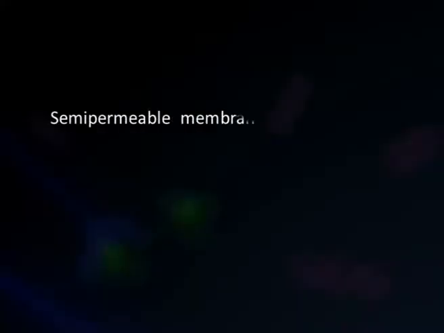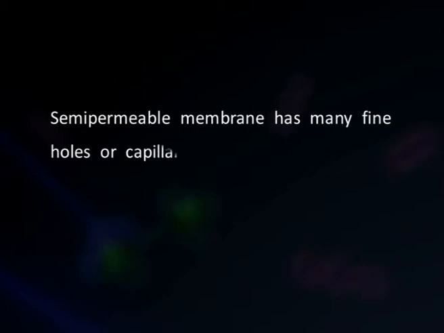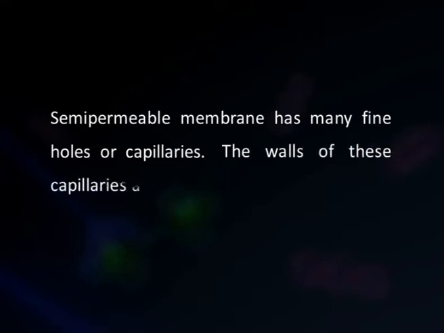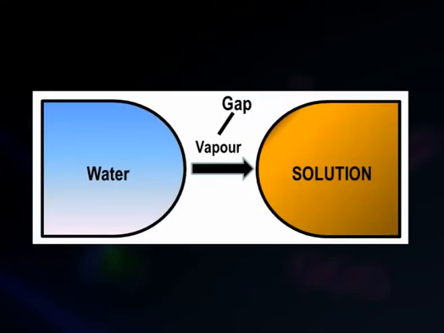This theory suggests that the semi-permeable membrane has many fine holes which act as capillaries. These capillaries are not wetted by water or solution. Hence, water remains at one side of the capillary and solution remains at the other. Water vapor remains in between solvent and solution, or you can say water and solution.